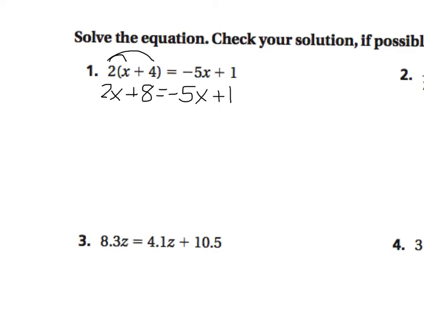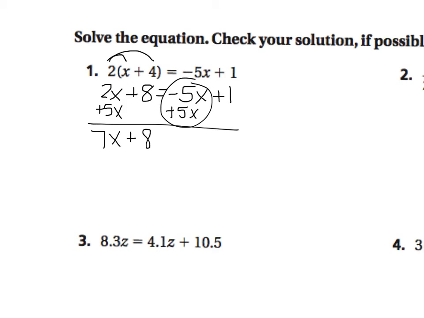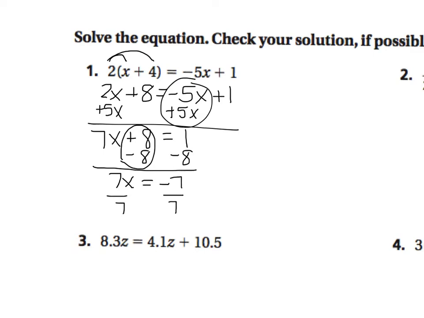Now you might go in a different order than I do, but you should get the same answer regardless of how you do it. So the first thing I'm going to undo is the minus 5x by adding 5x to both sides, which leaves me with 7x plus 8 equaling 1. So then I have to subtract 8 from both sides. I'm working to get that x by itself. That leaves me with 7x equals negative 7. Then I have to divide both sides by 7, and x equals negative 1.